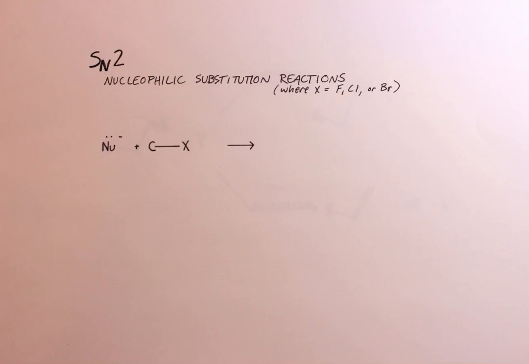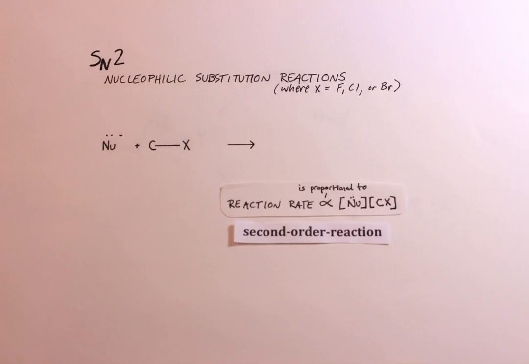An SN2 reaction is a second-order nucleophilic substitution reaction. Second order means that the reaction depends on the concentration of both reactants, and the reaction rate, in fact, depends on the concentration of both reactants, because both reactants are involved in the transition state of the reaction.